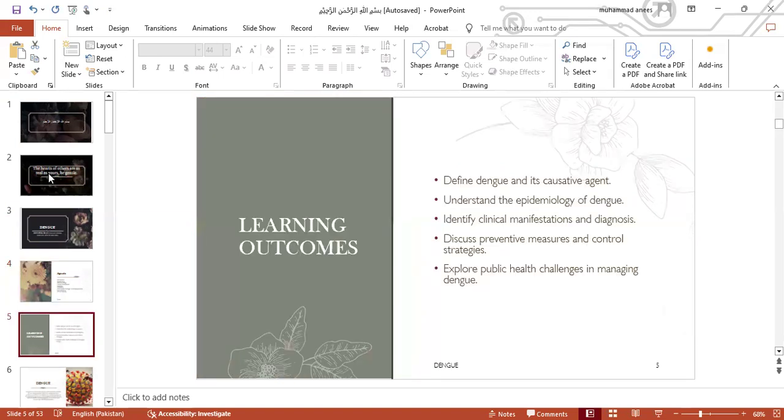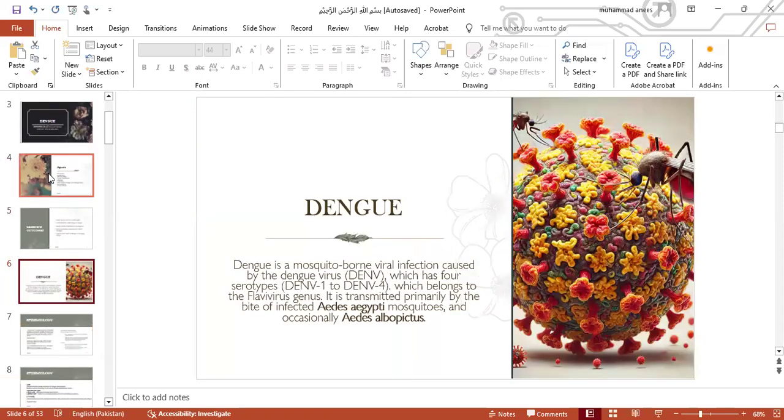Now, learning outcomes. At the end of this meeting, participants will be able to define dengue and its causative agent, understand the epidemiology of dengue, identify clinical manifestations and diagnosis, discuss preventive measures and control strategies, explore public health challenges in managing dengue.